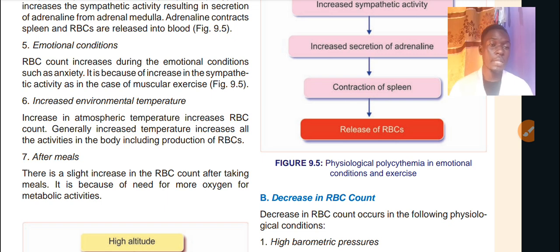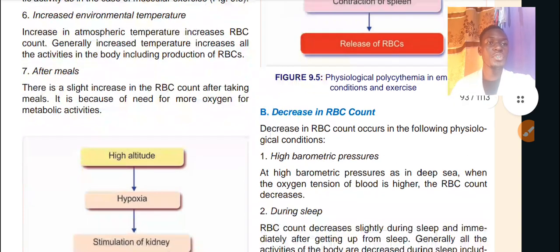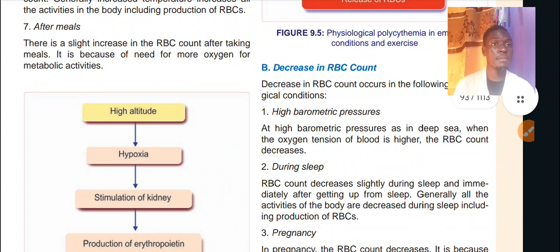However, the red blood cell count can also decrease due to physiological reasons, and some of such reasons may include high barometric pressures. High barometric pressures may mean very high partial pressures of oxygen, where the body will have high oxygen supply. Therefore, we expect the red blood cell count to decrease because they don't need to carry so much oxygen, because it is readily available and can be transported.